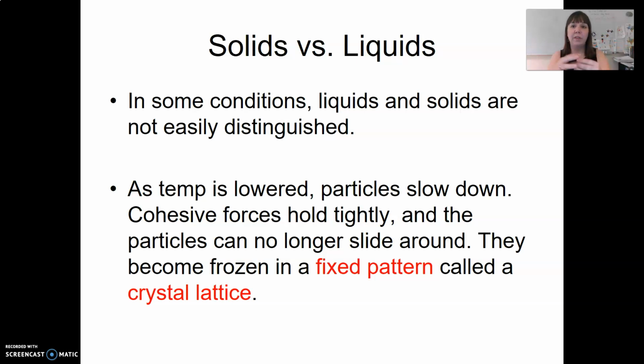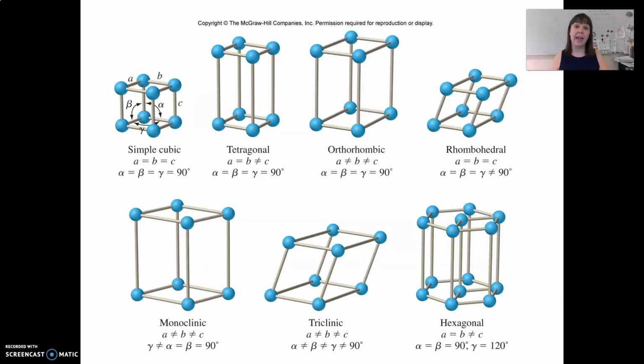The division between solid and liquid usually has to do with temperature. As you lower the temperature, your particles slow down. Those cohesive forces can hold tightly to your particles. They can't slide around much anymore, and so they end up frozen in a fixed pattern. Now, that fixed pattern could be what we call a crystal lattice. These are some examples of crystal lattices.